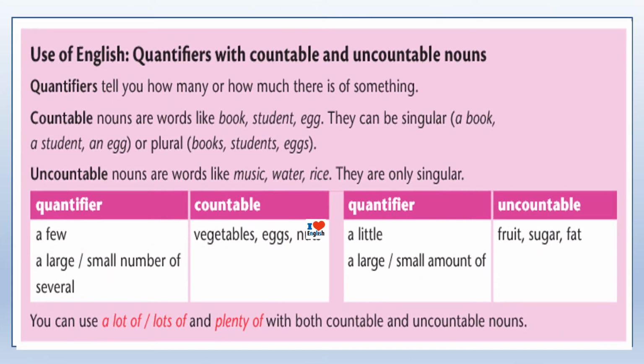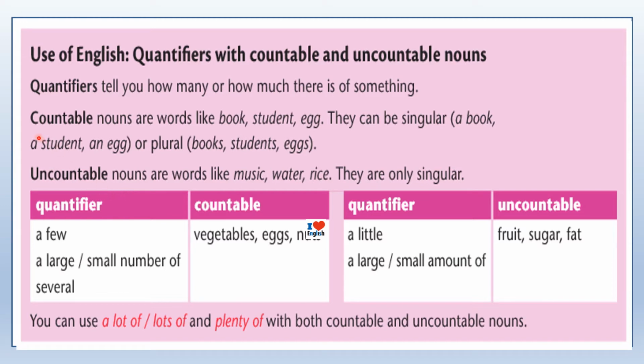Now we are going to look at a group of words that are called quantifiers. What are quantifiers? Quantifiers tell you how many or how much there is of something. Why do we call them quantifiers? Because they are added before nouns to give an identification of the quantity of that noun. Quantifiers can be used with countable nouns and uncountable nouns.